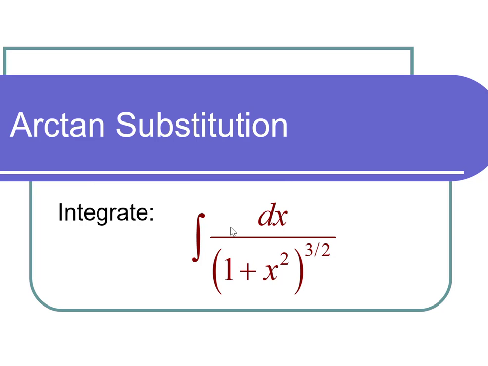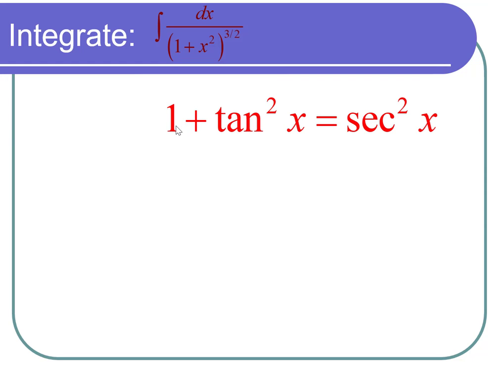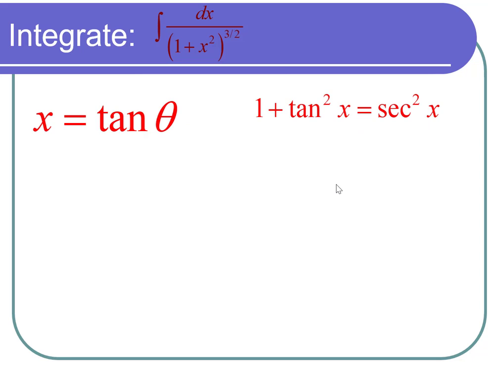So we look at this and it's messy, and it would be much nicer if this 1 plus x squared was just a single square instead of a sum of squares. And the key to making this work is the trigonometric identity 1 plus tangent squared of x is equal to secant squared of x, because that takes a 1 plus a square and turns it into a single square. So I let x equal tangent of theta so that it'll all work out.